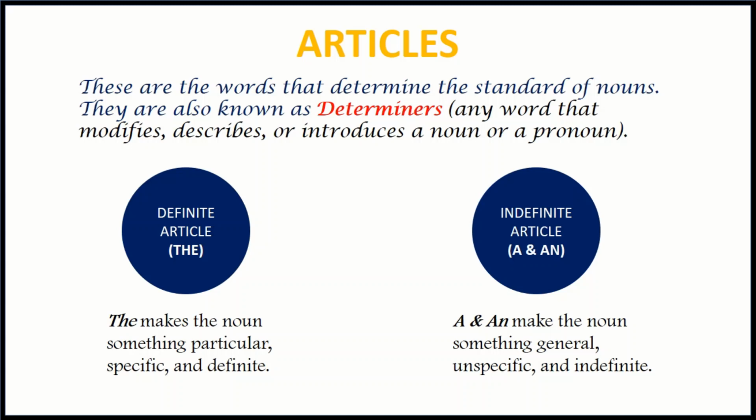There are two common types of articles. One is the definite article and the other is the indefinite article. The definite article is "the." The pronunciation varies, depending on the next word. Whether the next word starts with a vowel, then it's "thee." If it is a consonant, then it is "thuh."